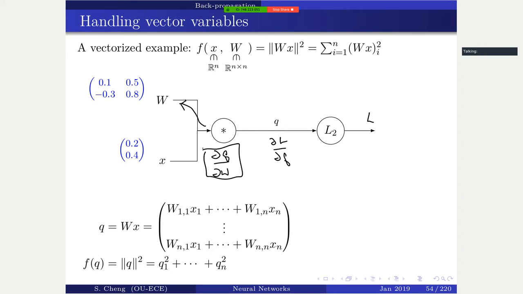So we first ask what the dimension is. If we look at the dimension of each of these things here, W is 2 by 2, right? X is 2 by 1, so Q is 2 by 1 as well. So if you think in terms of a Jacobian, the number of inputs here is 4, the number of outputs here is 2, so therefore the Jacobian matrix will have size 4 by 2, or 8 elements.